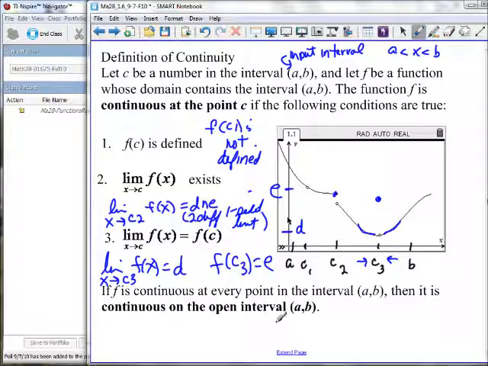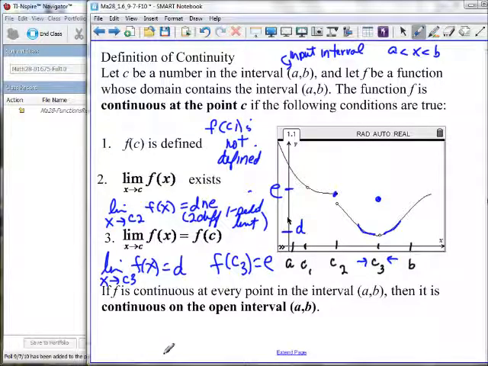Okay, now, where's the function continuous? We know where it's not continuous, but where is it continuous? Any other places where it's not continuous? So again, to answer the question, where is it continuous, we answer the opposite one. Where is it not continuous? Well, it's not continuous at C1, C2, and C3.